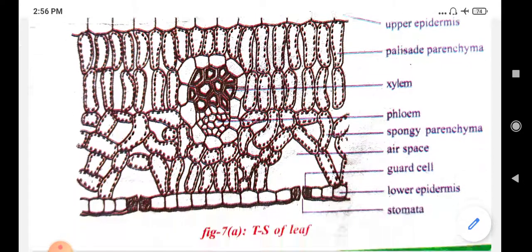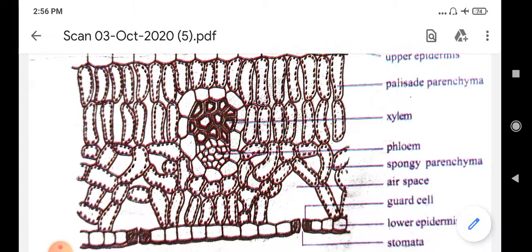So this is the complete transverse section of the leaf, and you can draw the diagram by observing this picture.